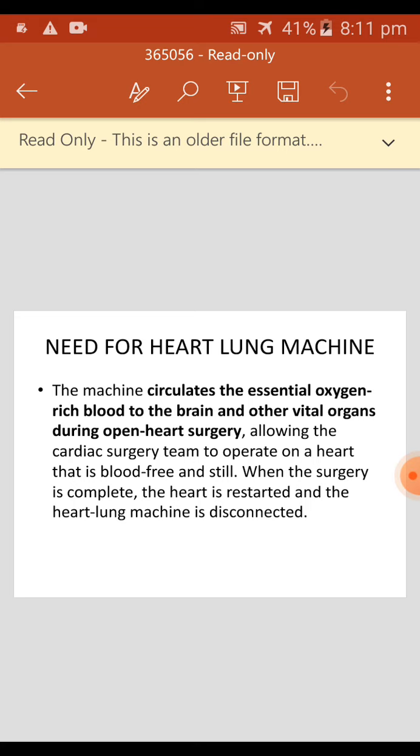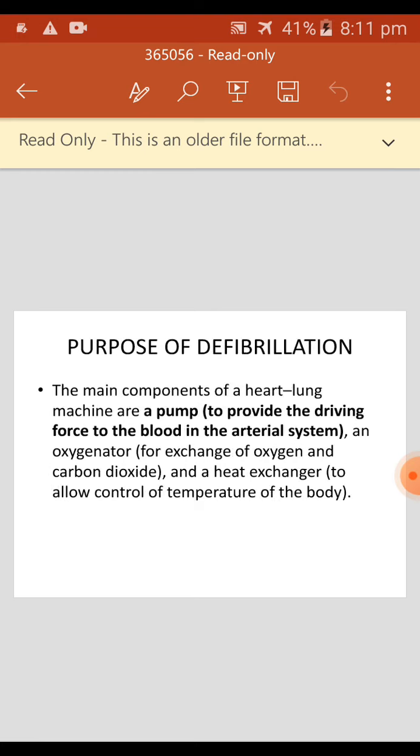Allowing the cardiac surgery team to operate on a heart that's blood free and still. When the surgery is complete, the heart is restarted and the heart lung machine is disconnected. Purpose of defibrillation.